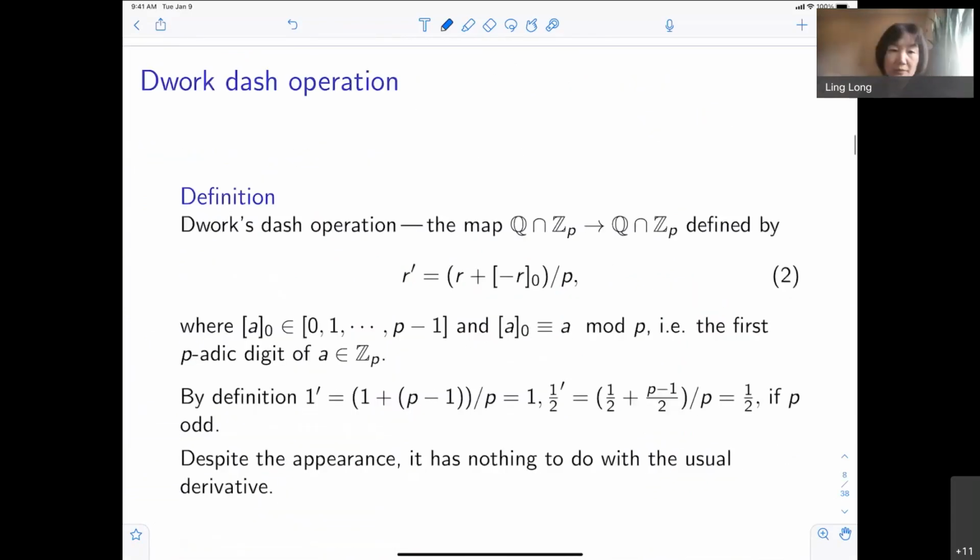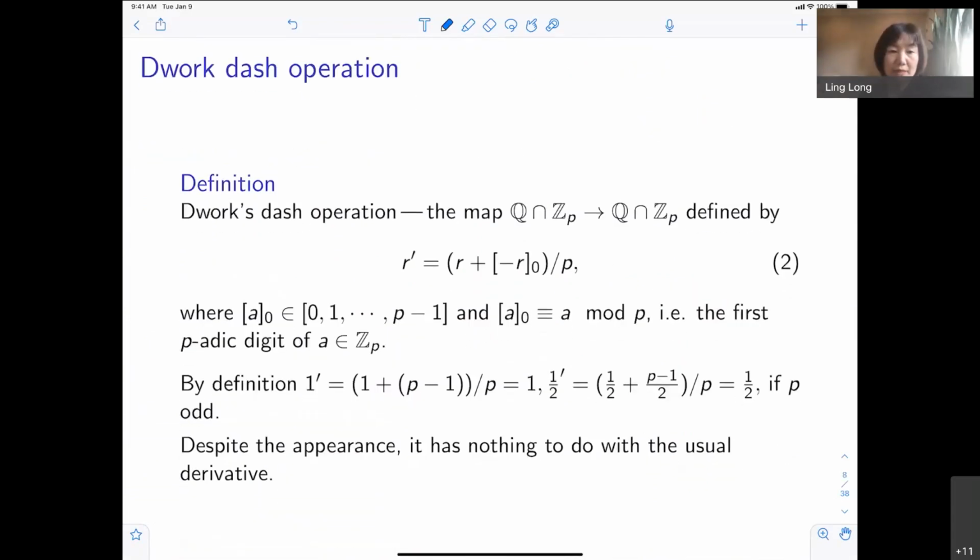So the other thing I would like to introduce is a very convenient notation. It's called the Dwork, or we call it the Dwork dash operation. So what it says is, now if I have R in Z_p, I'm going to write it in terms of its p-adic expansion. The first digit will be written as R0. So this is the first digit, and then plus R1 times P, etc. So we can write down the p-adic expansion.